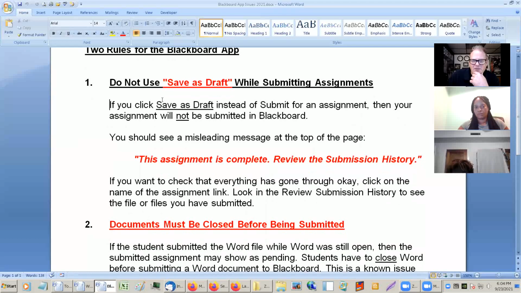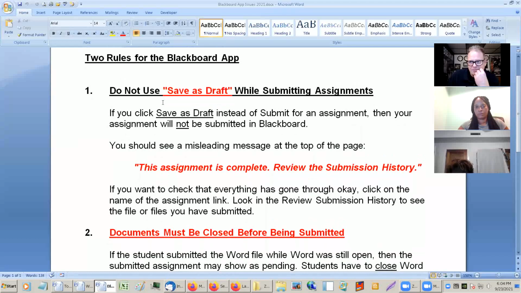Okay, first one is save as draft, and just the wording of it, save as draft, sounds like you're saving it like it'll be submitted, and you'll also have a copy that you can look at and all that kind of stuff. It's actually not. It's saying that you want to look at it before you submit it.